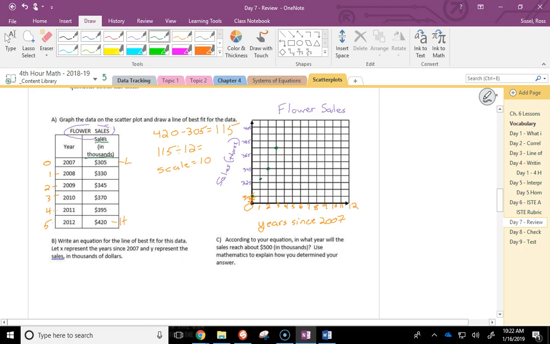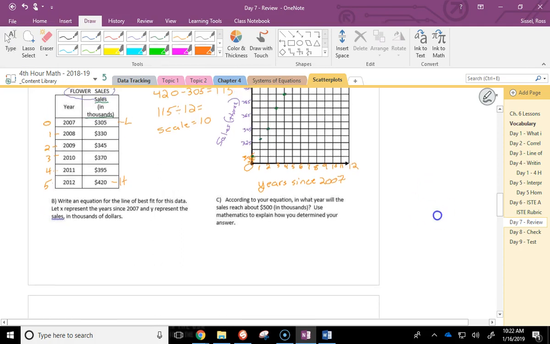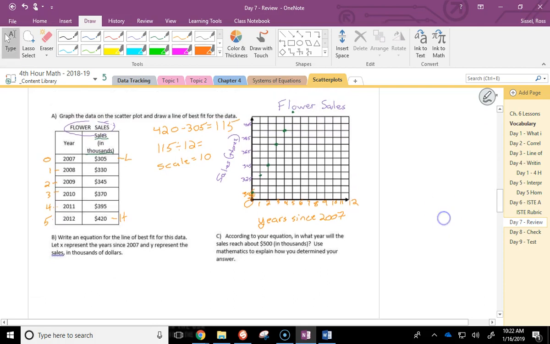Year 4 was 395. And year 5 was 420. So we're right off the chart. And this is our scatter plot. Now, write an equation for the line of best fit. We still have to draw our line of fit. So I'm going to say mine should be, oh man, I thought it was on this thing. Alright. My line of fit, I'm going to say right about there.